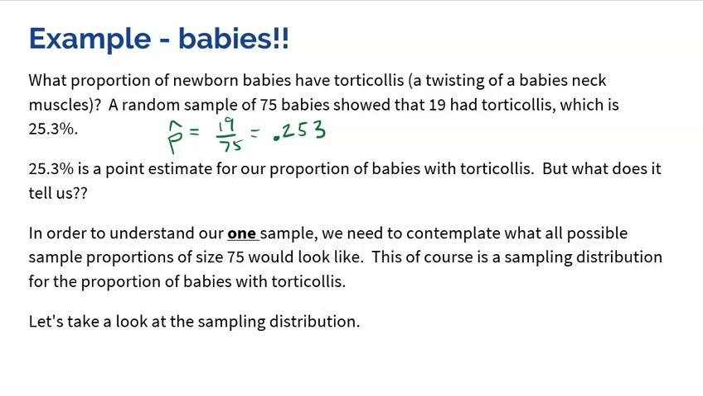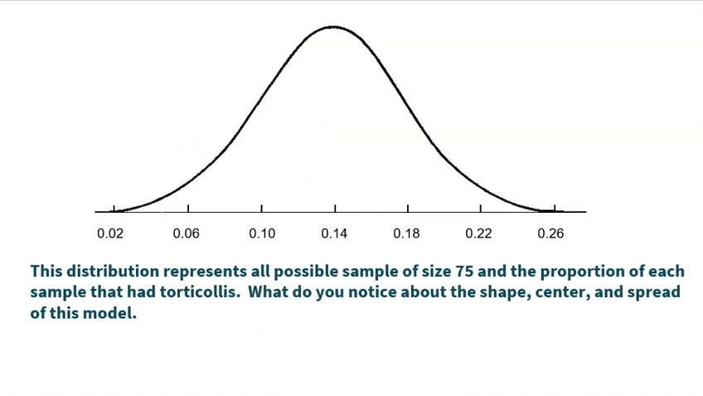And this is what I've tried to connect to you in the last couple of videos, is that looking at one sample in and of itself honestly tells us nothing. We need to think of many samples. Then we could see where our one sample fits in. So typically, to make a sampling distribution, because there's so many samples out there, we have a computer generate it for us. So I went ahead and had a computer generate what would happen if we looked at many samples of 75 babies. And for every sample, we look at the proportion that have torticollis. And this is what I came up with.